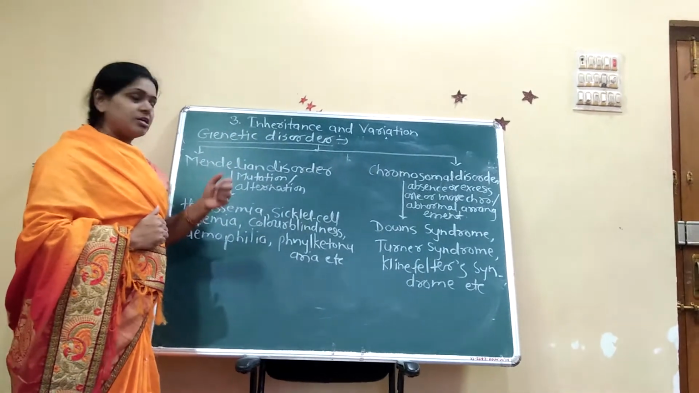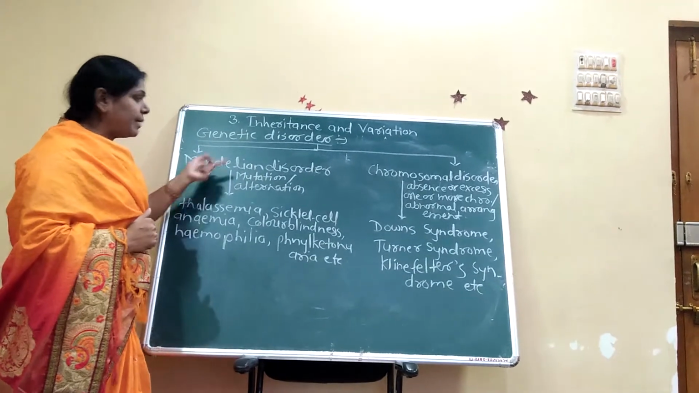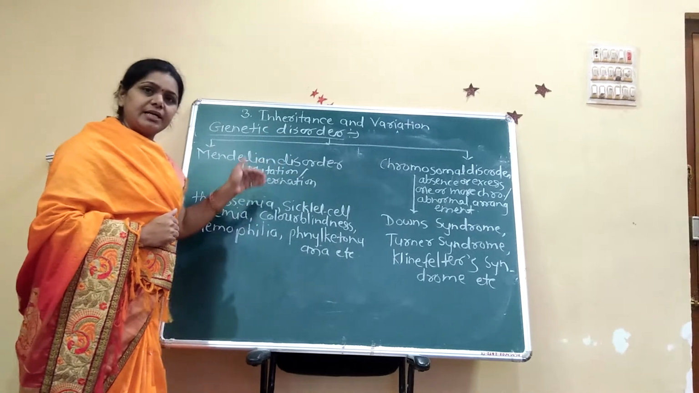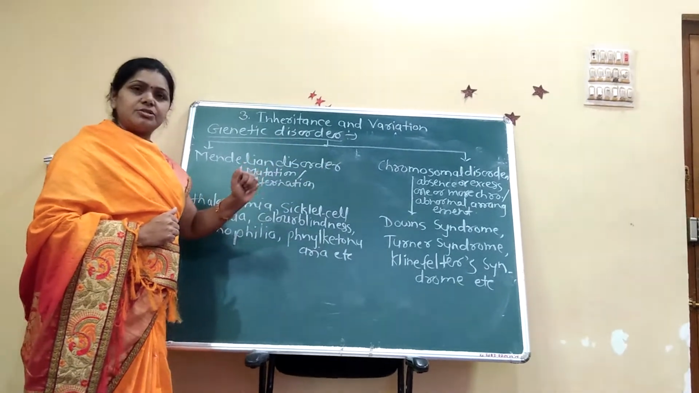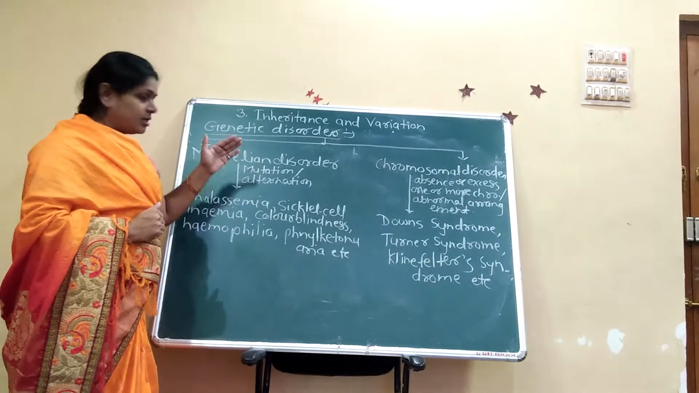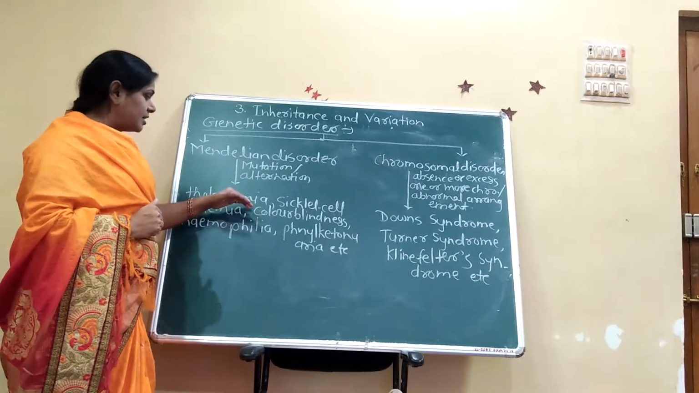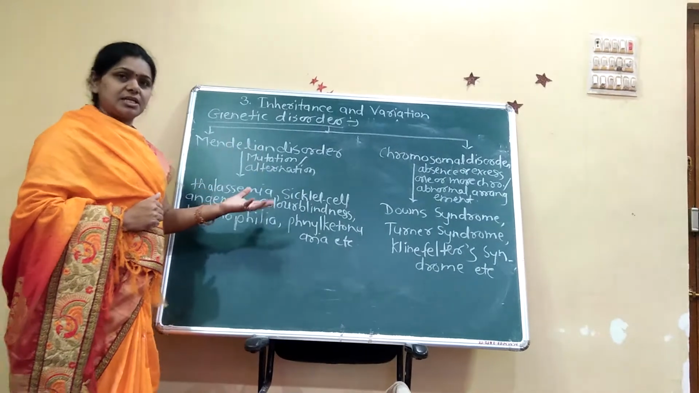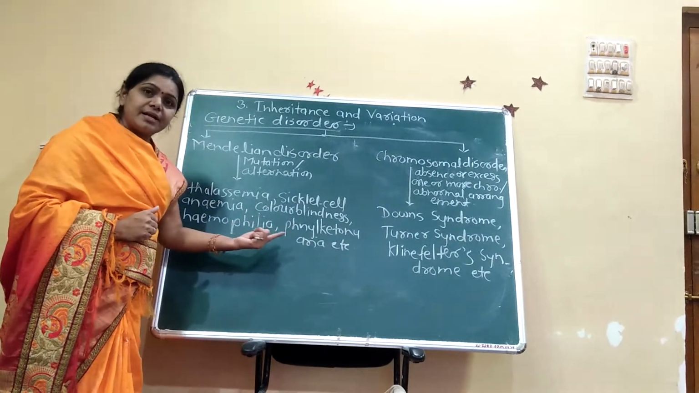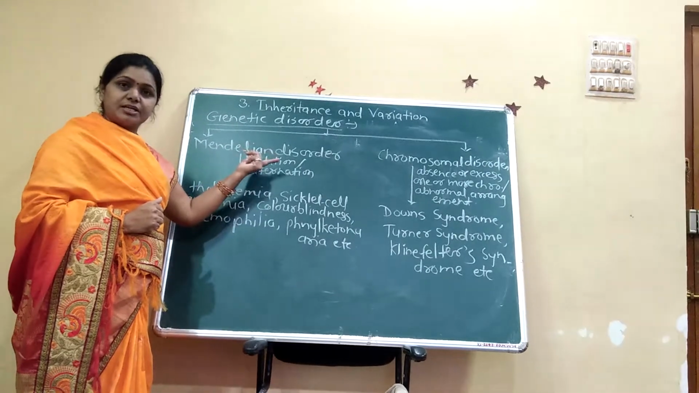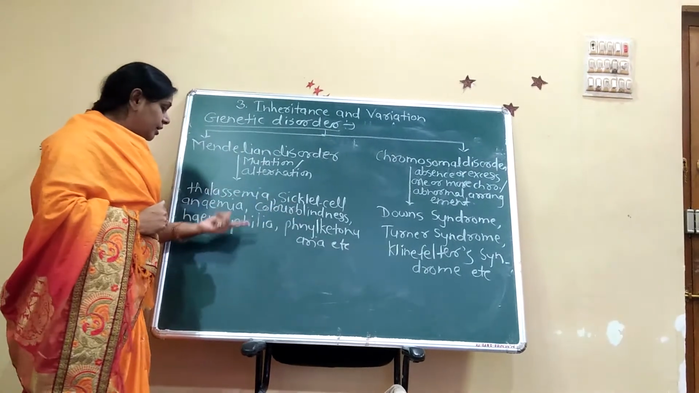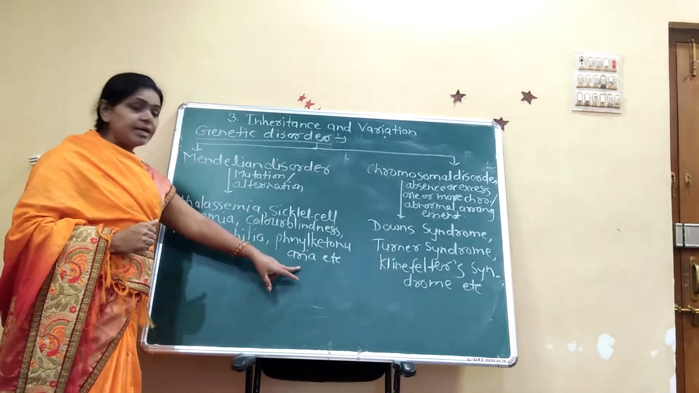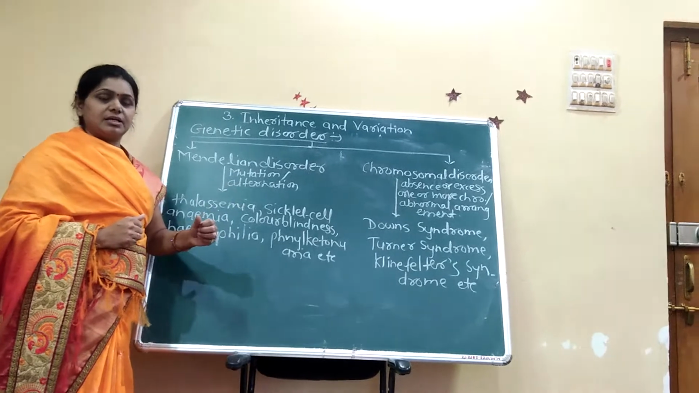In genetic disorder there are two types here, the Mendelian disorder and the chromosomal disorder. In Mendelian disorder there are some diseases, that is thalassemia, sickle cell anemia. We know sickle cell anemia. Color blindness is one of the Mendelian disorders. Then hemophilia is also a Mendelian disorder, and phenylketonuria is a Mendelian disorder.